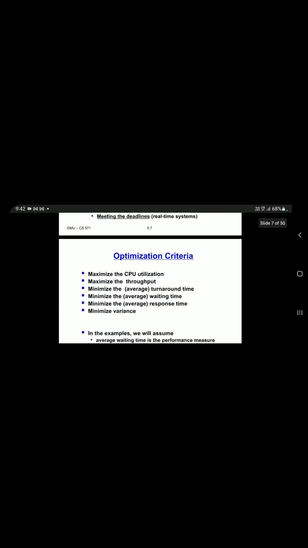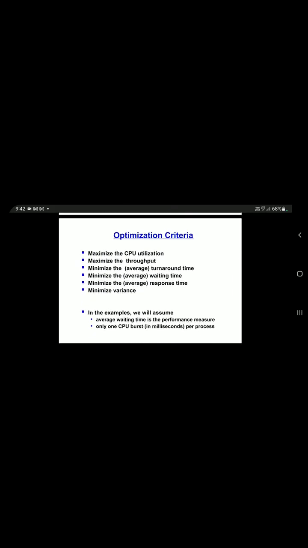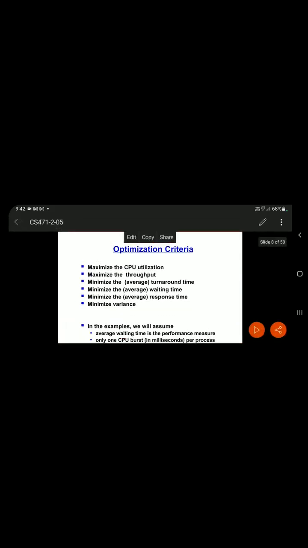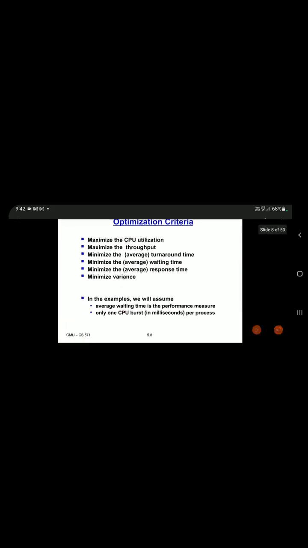Now, optimization criteria: maximize the CPU utilization, maximize the throughput, minimize turnaround time, minimize waiting time, minimize response time, and minimize variance. So there are just two things which we have to maximize, that is CPU utilization and throughput. In the examples, we'll assume average waiting time is the performance measure, so we'll be taking average waiting time for measuring the performance of the algorithm.